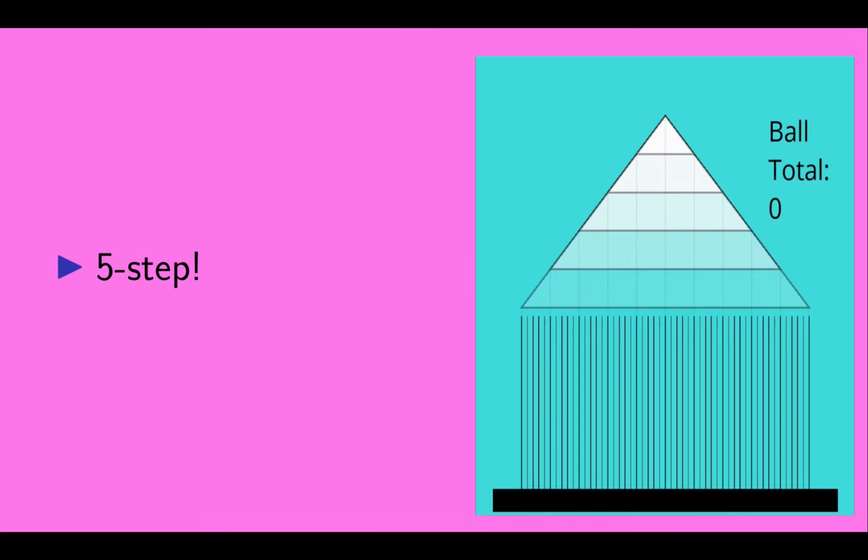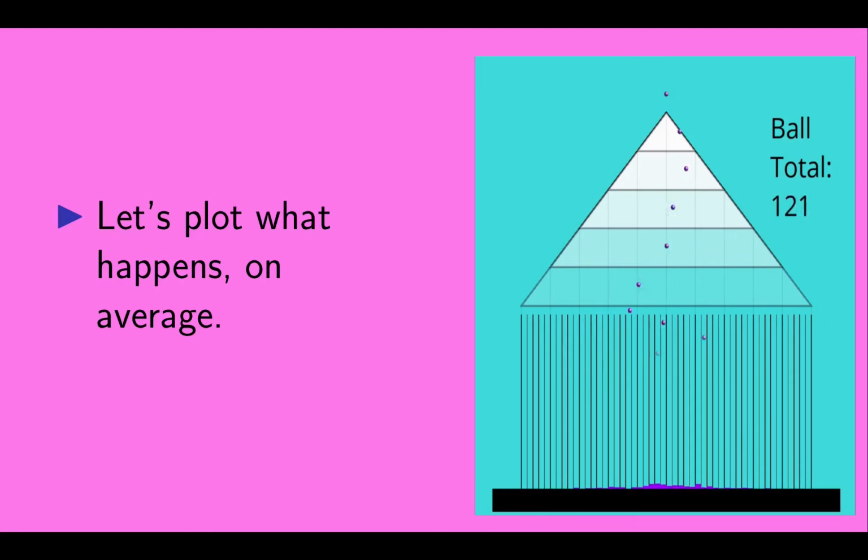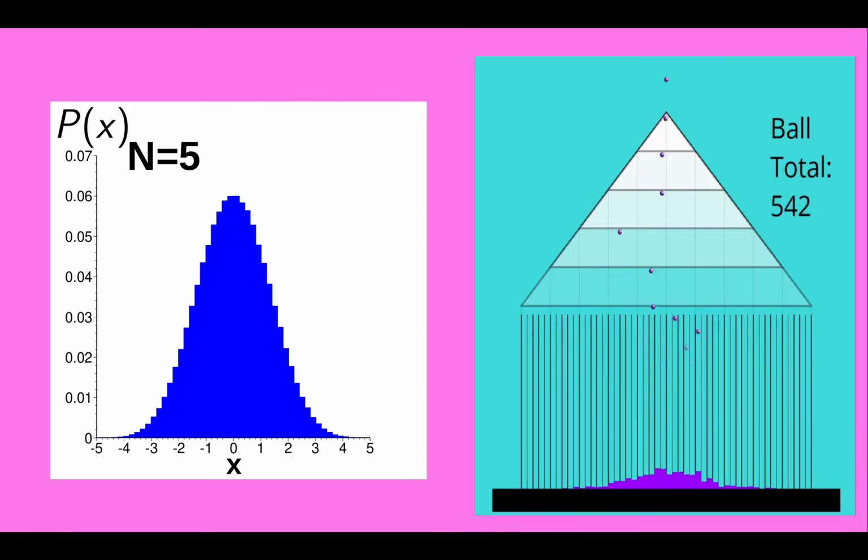Okay, finally, let's look at the 5-step case. Here's the setup for 5 steps. Let's drop just one ball to see what happens. Okay, now let's drop 5,000. We'll plot what happens on average. Here's the probability distribution for n equals 5 steps.